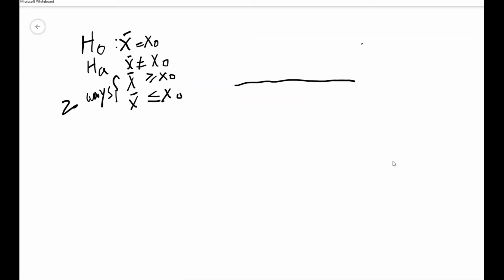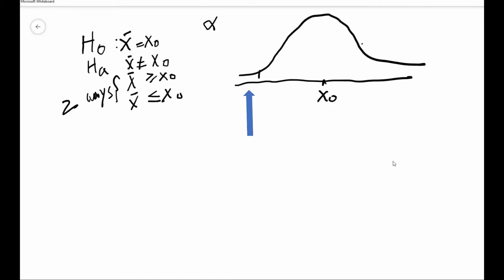And I'm going to draw a graph. So this is some kind of density function, and this is our hypothesis. If we are given alpha, we actually have 2 tails. So this is half alpha, and this is another half alpha. So this is 1 minus alpha. If our mean is inside this left tail or right tail, we reject. So this is called two-sided.